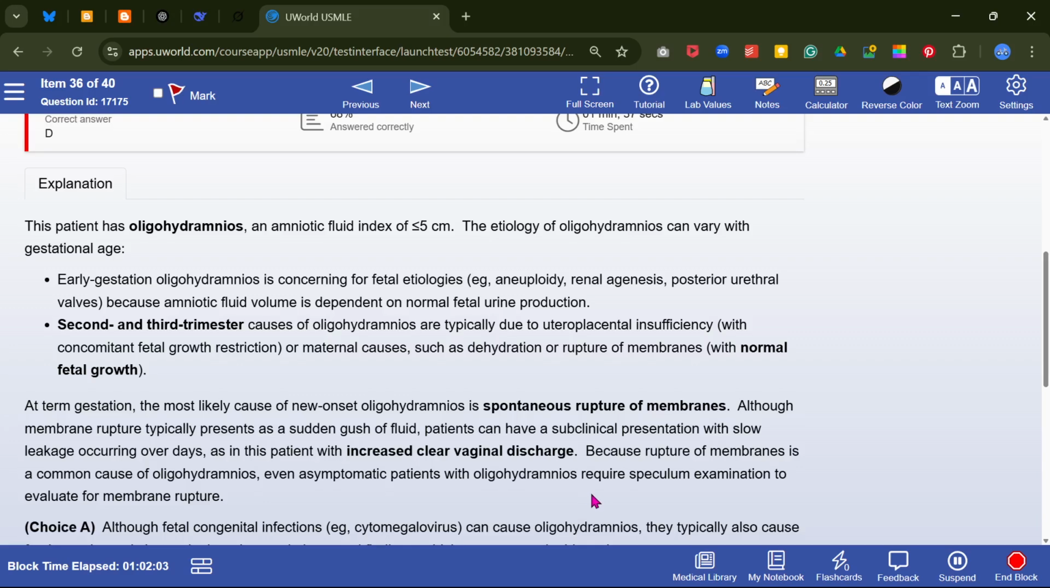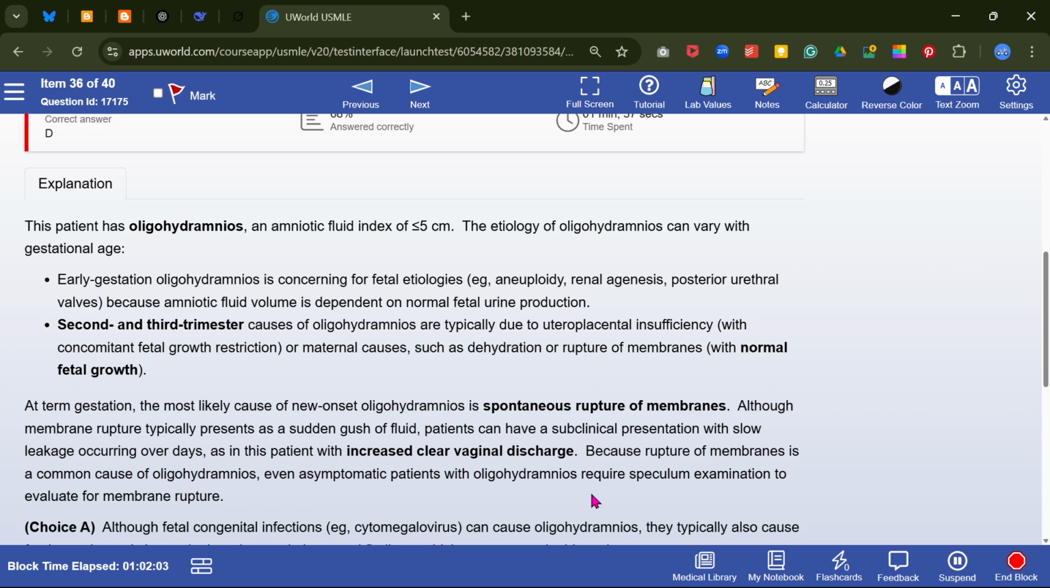Okay. This patient has oligohydramnios, with amniotic fluid less than 5 centimeters. The etiology of the oligohydramnios can vary with gestational age. Early gestation oligohydramnios is concerning for fetal etiology: aneuploidy, renal agenesis, posterior urethral valve, because amniotic fluid volume is dependent on normal fetal urine production.